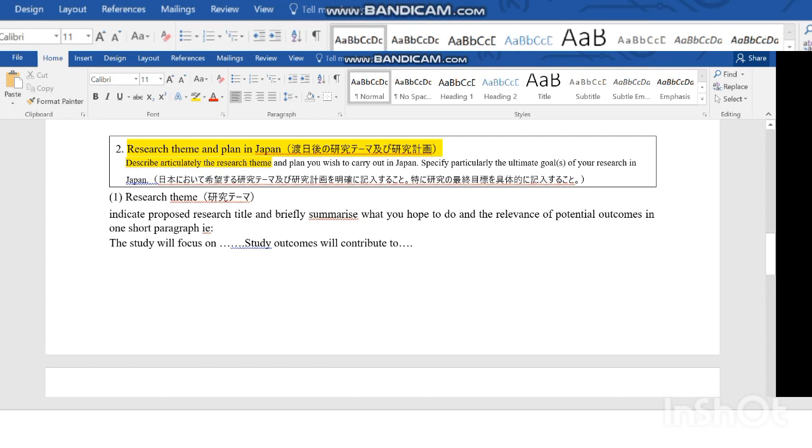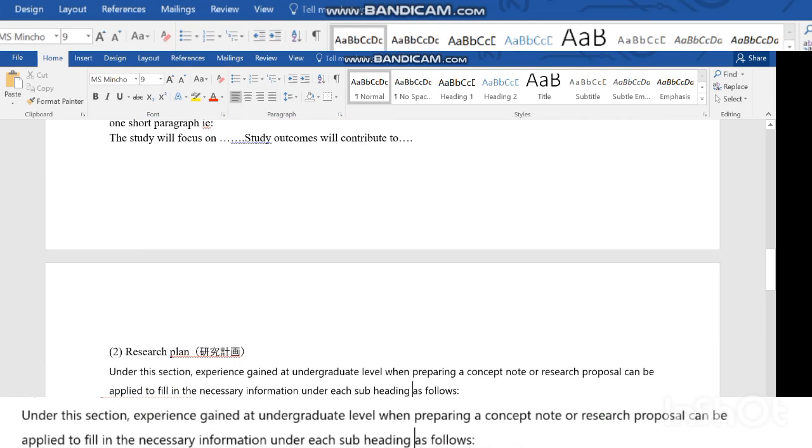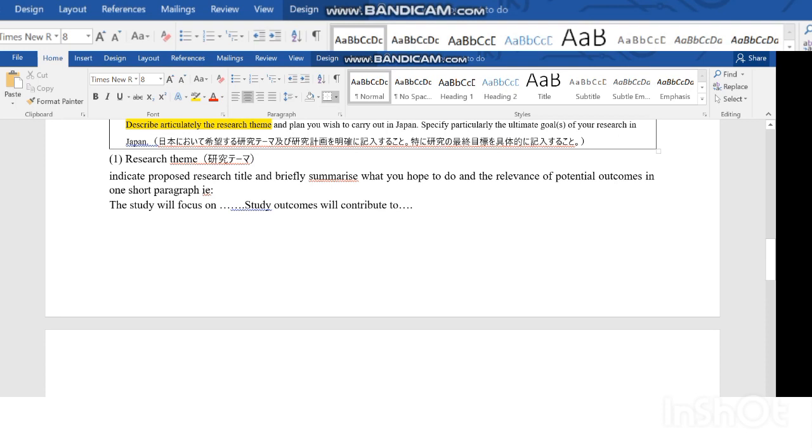So, for example, on this part, research theme, I wrote in this sample document that you can indicate proposed research title and briefly summarize what you hope to do and the relevance of potential outcomes in one short paragraph. For example, the study, or you can even say the proposed study, will focus on such and such, and study outcomes will contribute to such and such.